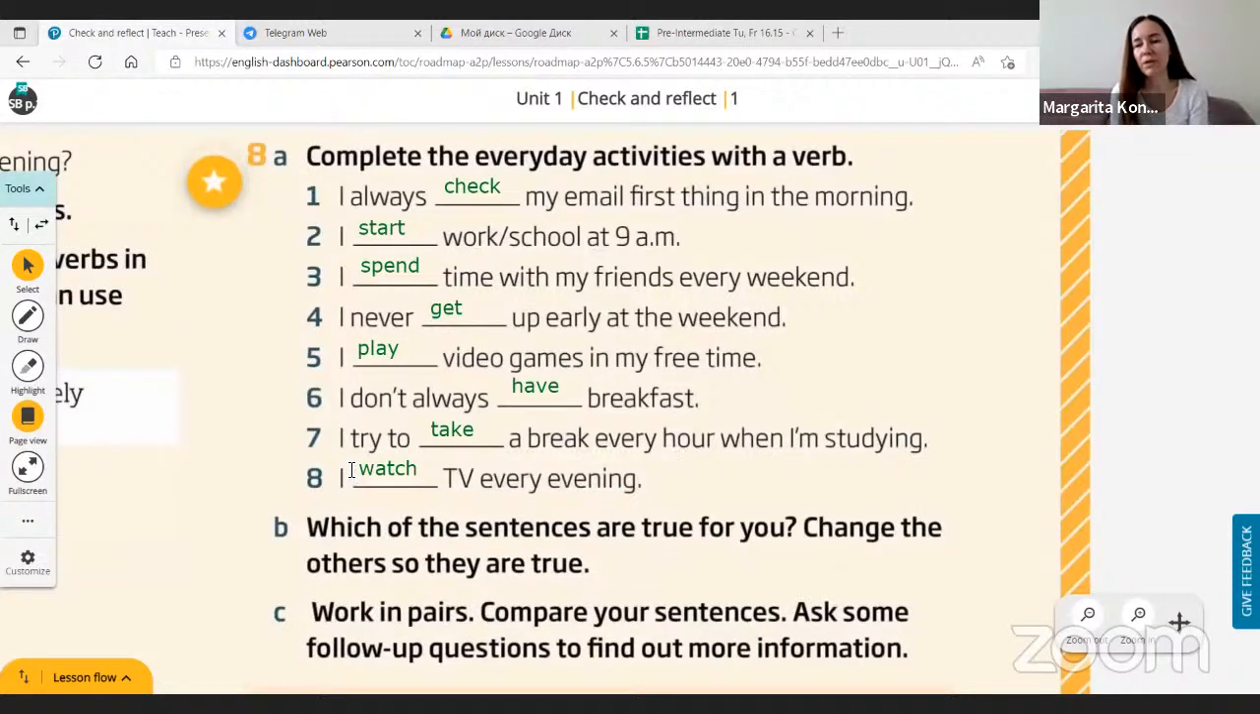Okay, well done. Good. Now let's look at these sentences and decide, are they true for you or not? If not, change them to make them true for you. For example, number 1, I always check my emails first thing in the morning. No, it's not true. I first brush my teeth and I wash my face in the morning. Then I prepare for my first lesson. And after that, I check my emails. What about you?